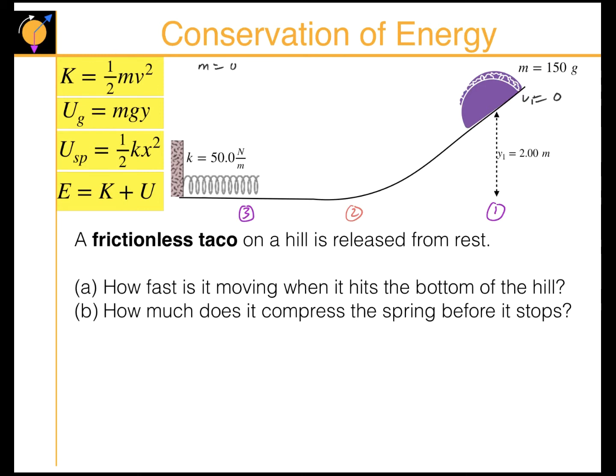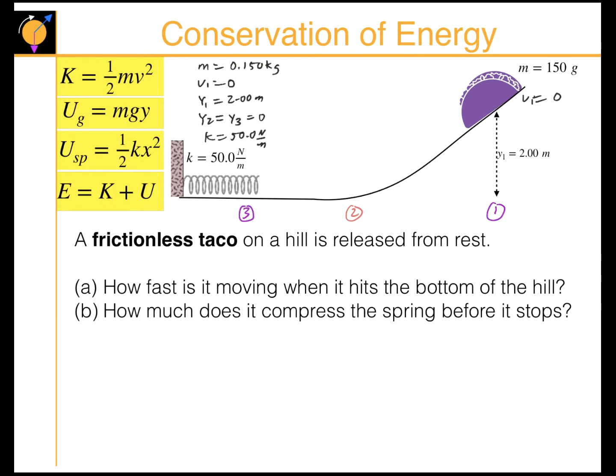So the mass is 0.150 kilograms. The initial speed is 0. The initial height is 2.00 meters. The final height is 0 in both cases. So here I'm labeling the 3 points, right? The initial spot is 1. When it reaches the bottom of the hill, that's 2. And when it's completely compressed the spring, we'll call that 3. So it's at the bottom of the hill in both those cases. And of course we have k, which is right there, 50.0 newtons per meter.